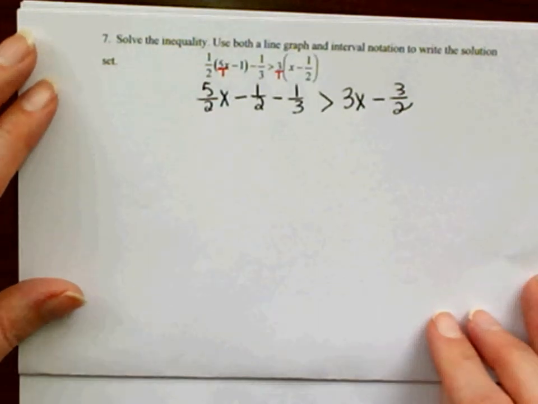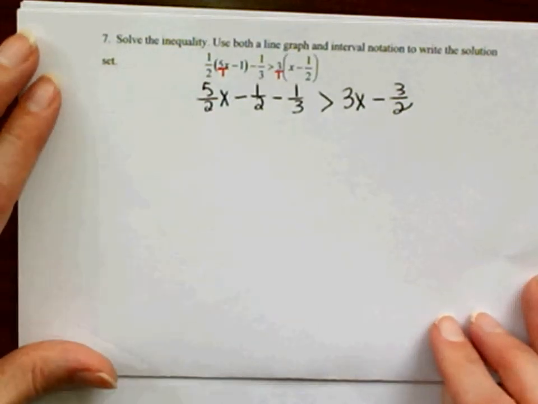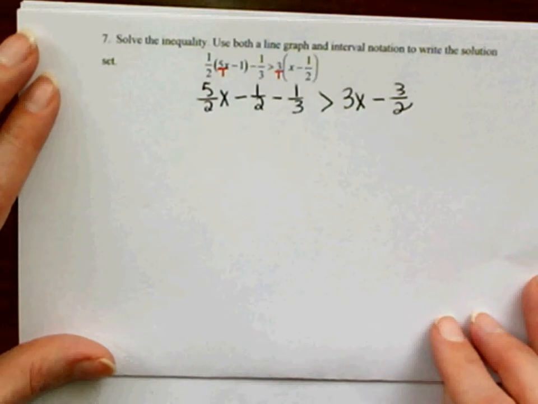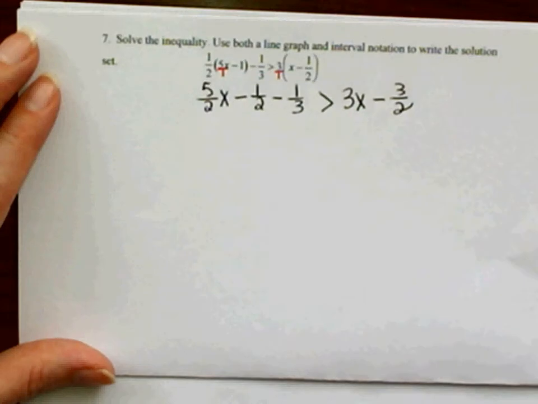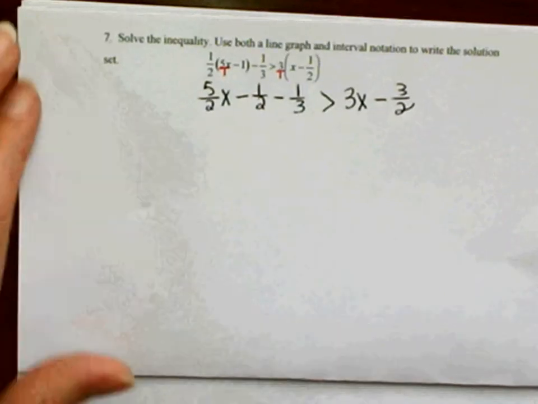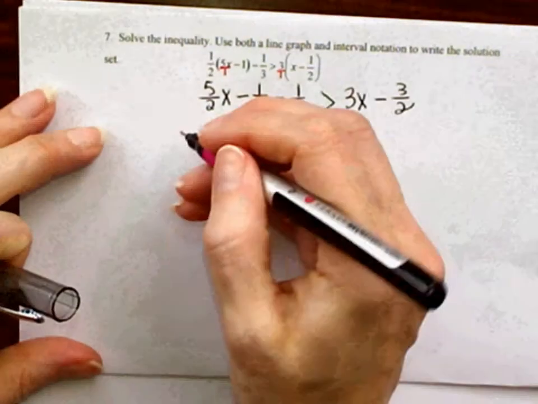From here, I want to multiply to get rid of the fraction. So I'm looking at the LCD, trying to determine what that would be, and then we're going to use that information and multiply through by that value. So noticing that the LCD is 6, we're going to multiply both sides by 6.